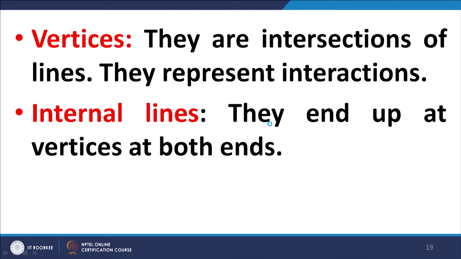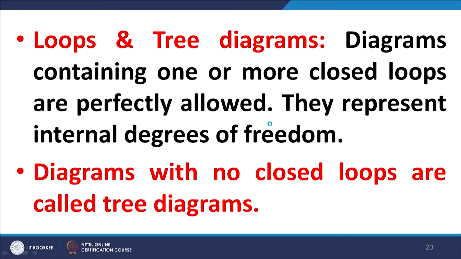Vertices represent the interaction points. They are intersections of lines. They represent the points of interaction. Internal lines are lines that are connected to vertices at both ends. So, you have external lines that may be connected to a vertex at one end, and the internal lines are connected to vertices at both ends. And then you have loops.